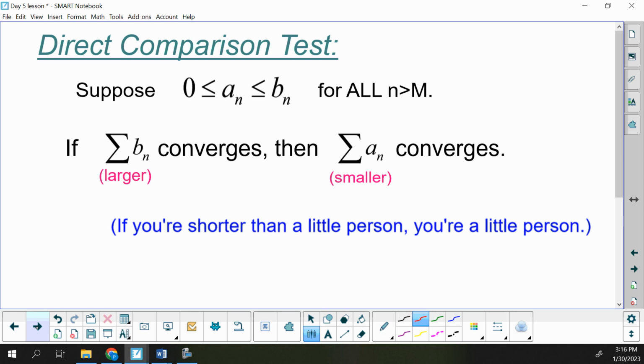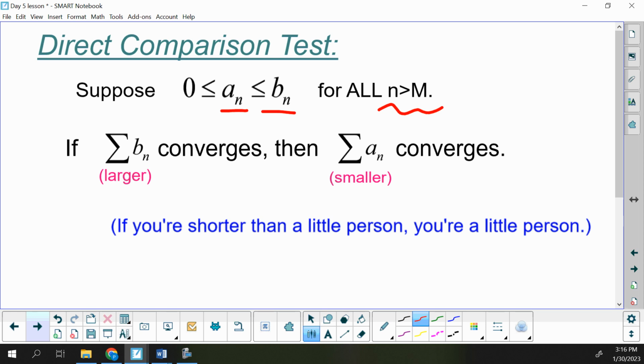So let's think of it in terms of series now. Let's say we've got two series where the terms are greater than or equal to 0. The terms of the first sequence, we'll call A, are always less than or equal to the terms of the second sequence B. Now it says for all n greater than m. So basically that means eventually we need all of A's terms to be less than their counterpart in B.